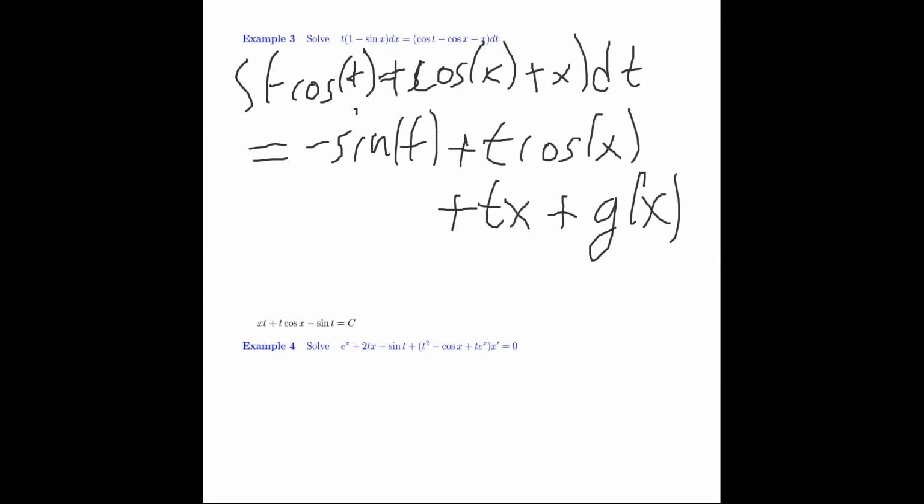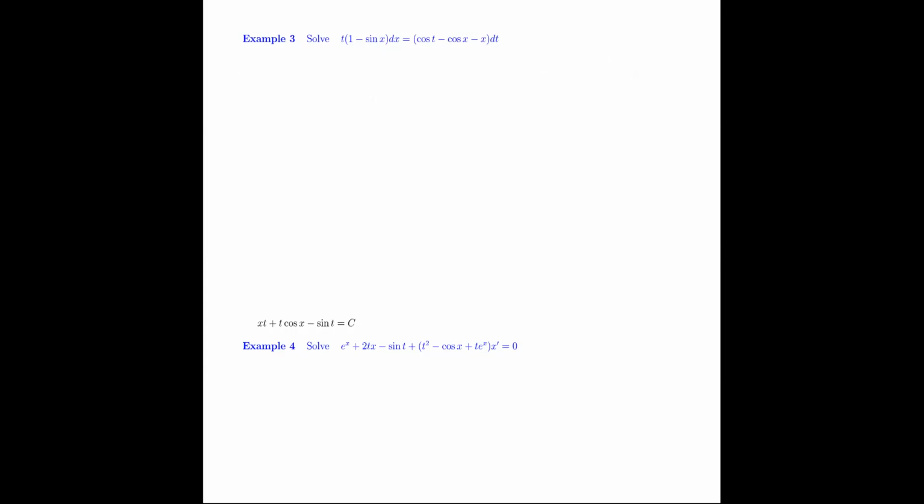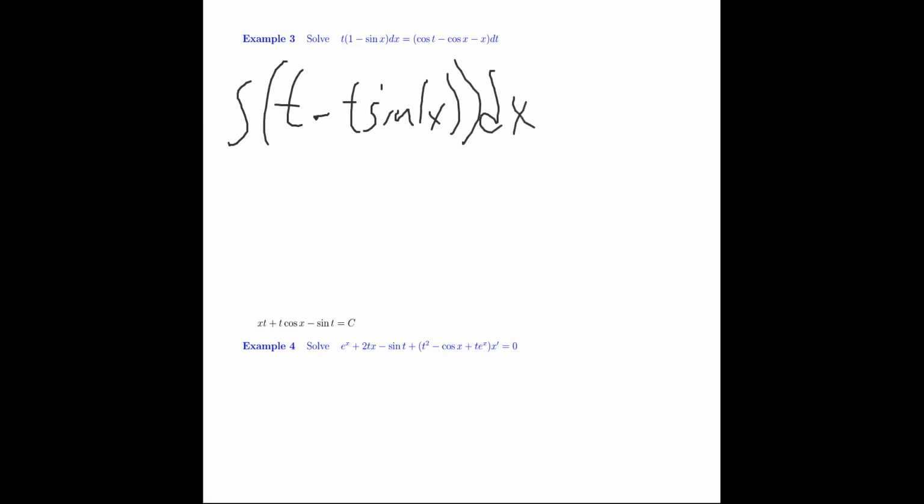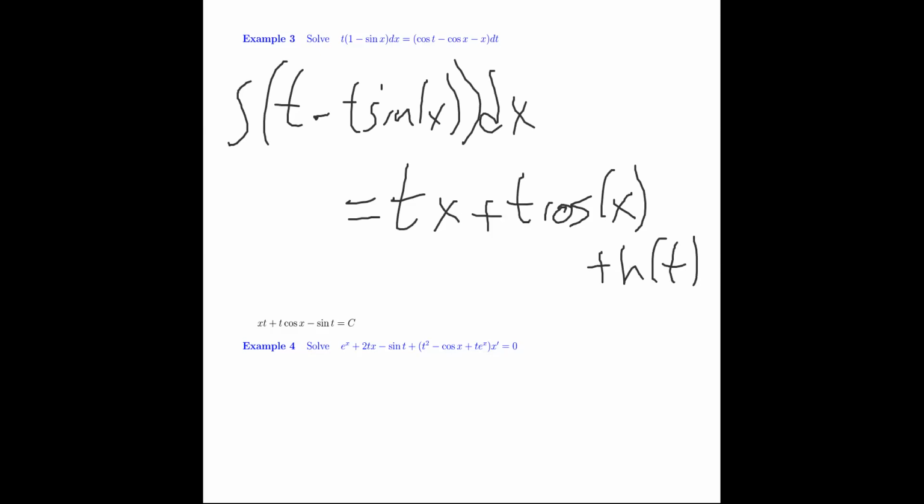Okay, so make sure you write that down. And then we're going to do the antiderivative of t minus t sine of x with respect to x. And we get tx plus t cosine of x plus some function h of t. Put all of that together, and we get x times t plus t times cosine x minus sine of t is equal to some constant, c.